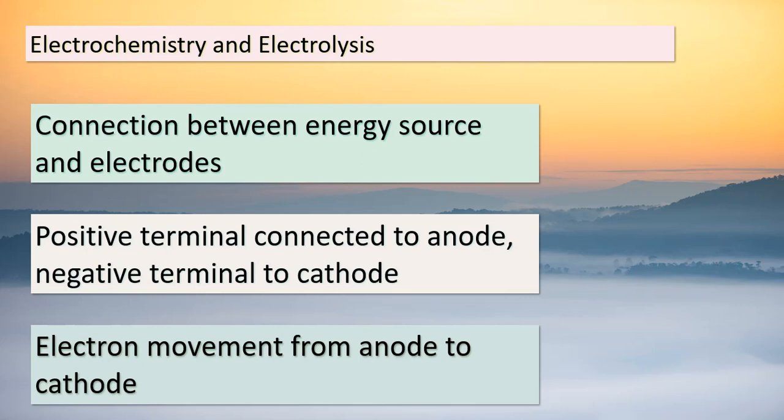Practical applications abound, including the mesmerizing art of electroplating. This process uses electrolysis to coat one metal with a thin layer of another, enhancing its appearance or bestowing upon it the power to resist corrosion.